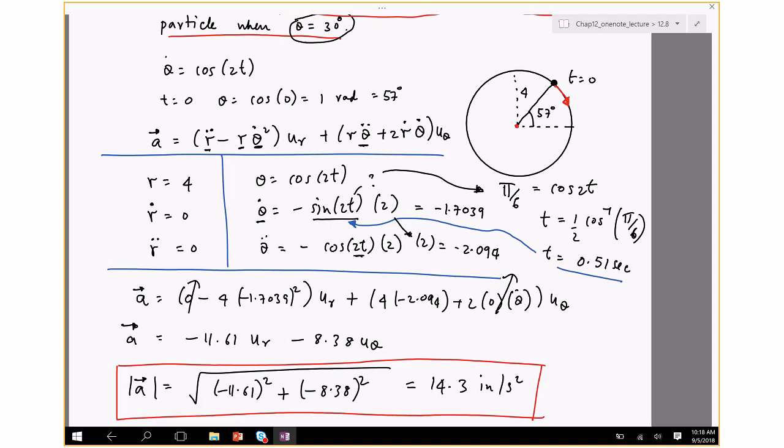0.51 seconds. I just put pi by 6, cosine inverse of pi by 6. You find that using your calculator, and then you just do half of that. Did you check it out? So your calculator would have cosine inverse, right? So how it's pi by 6? Is that the question? Are you asking what is pi by 6? Pi by 6 is 30 degrees. And theta is given in radians, not in degrees. So I have to convert to radians.